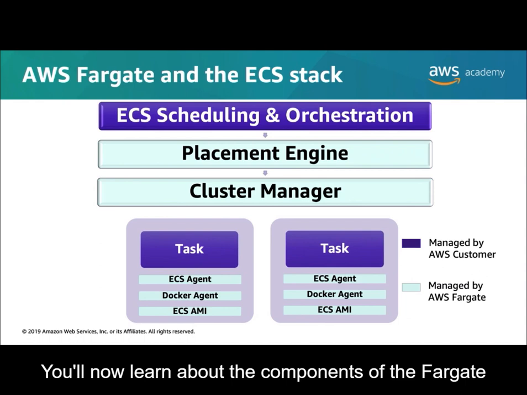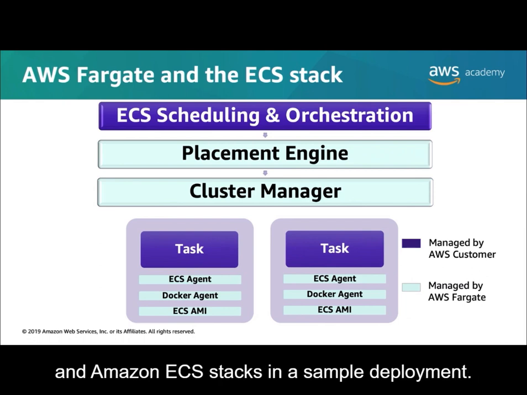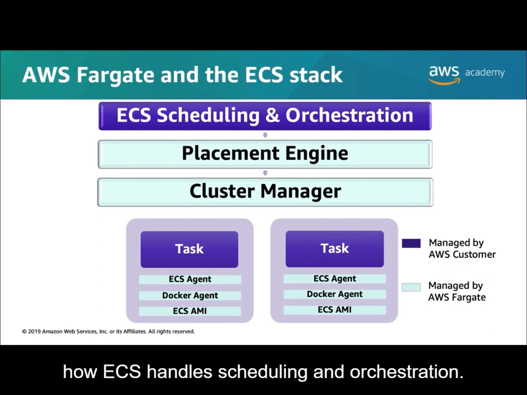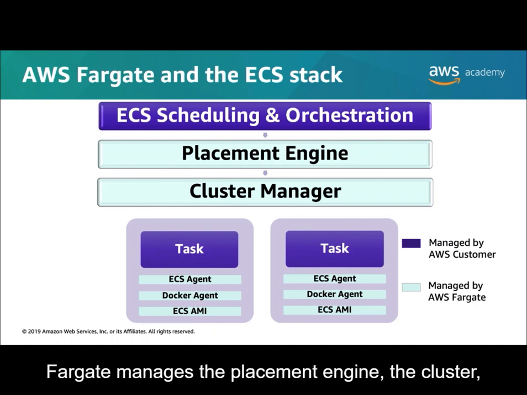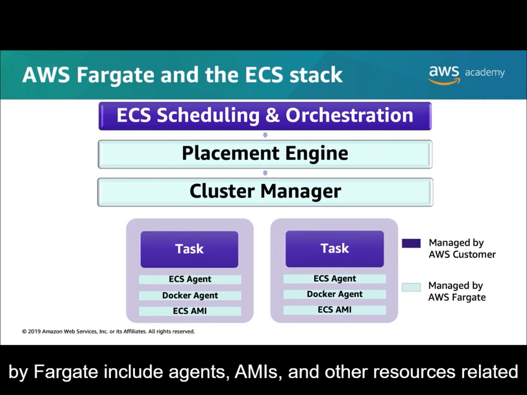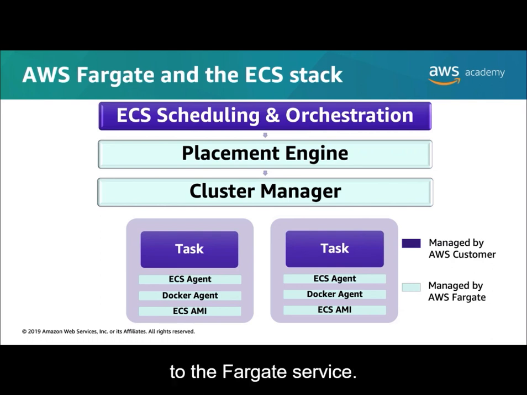You will now learn about the components of the Fargate and Amazon ECS stacks in a sample deployment. First, you create a task definition that defines how ECS handles scheduling and orchestration. Fargate manages the placement engine, the cluster, and also the infrastructure. The resources that are managed by Fargate include agents, AMIs, and other resources related to the Fargate service.